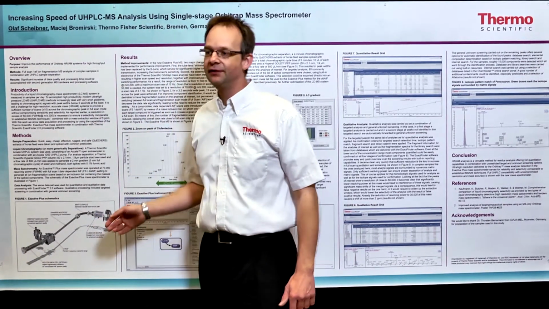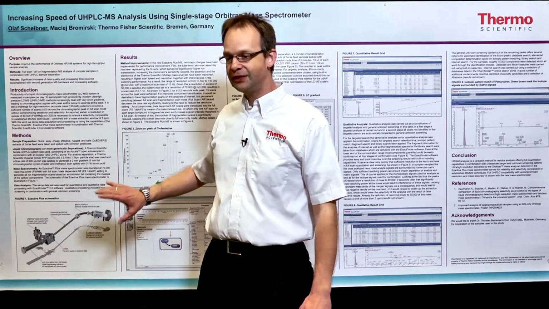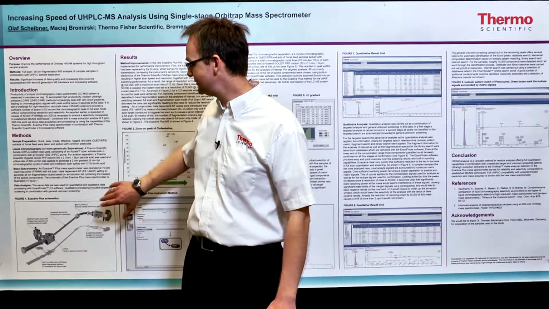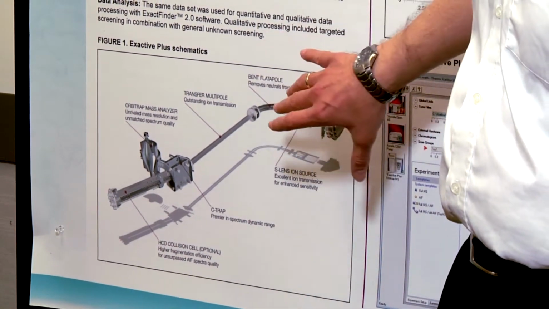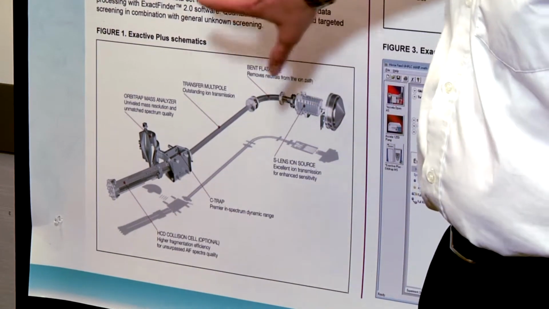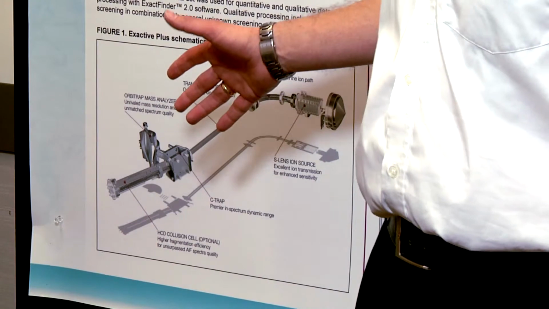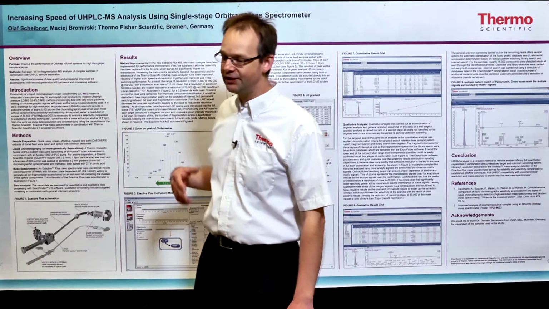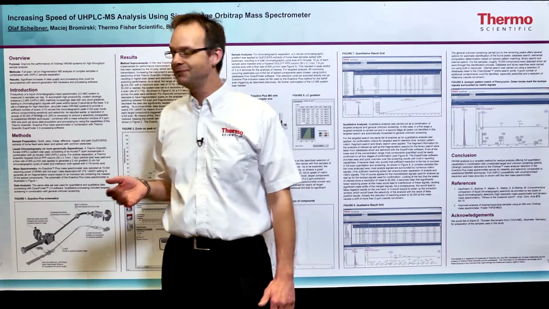As you can see, we have a couple of new features in this instrument, comprising the S-lens, giving us higher ion transmission. And there we have just ion guides into the C-trap. So this is a screening instrument without precursor ion selection. But back to the application. What is run here is a basic standard application.